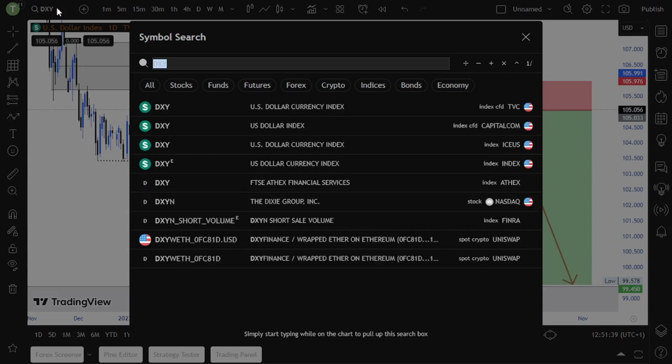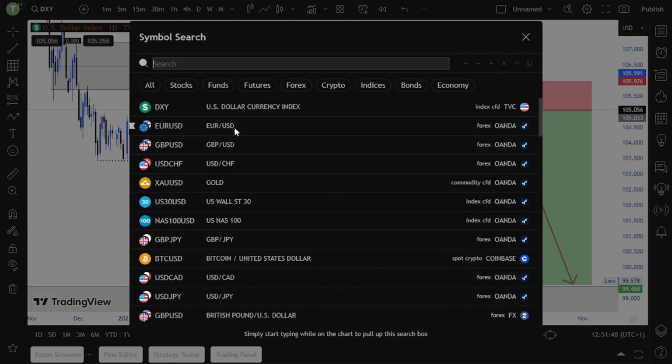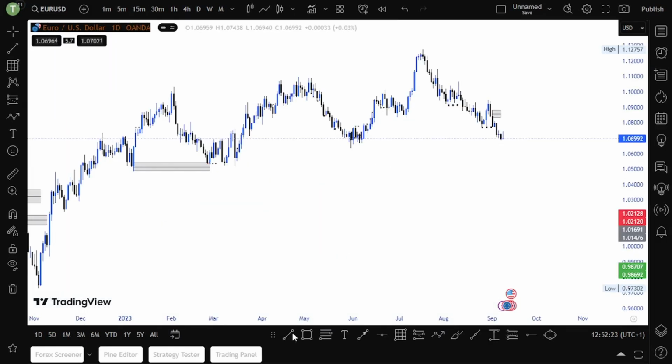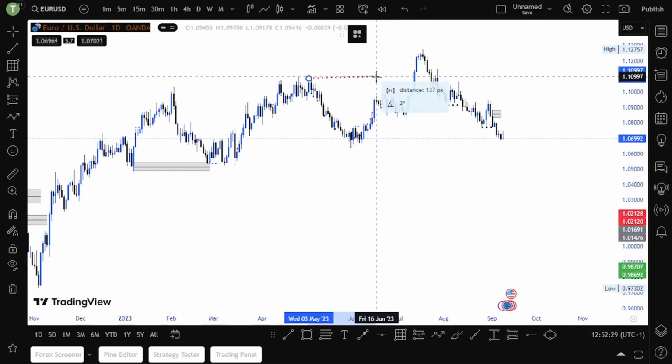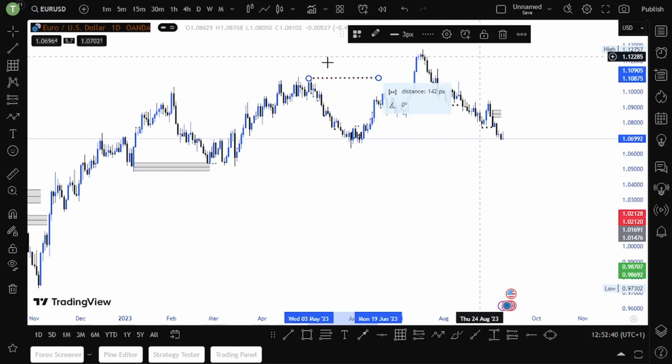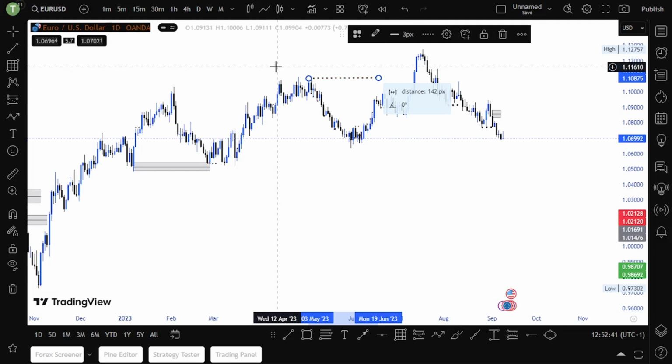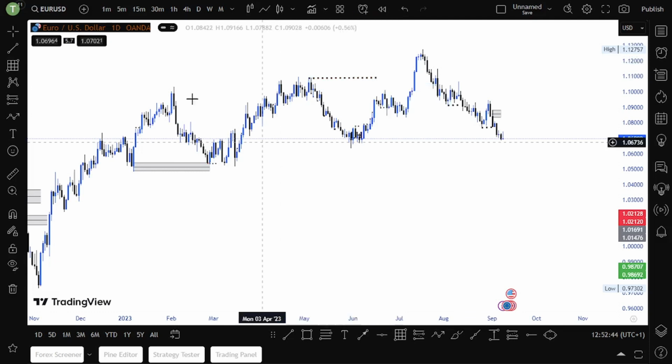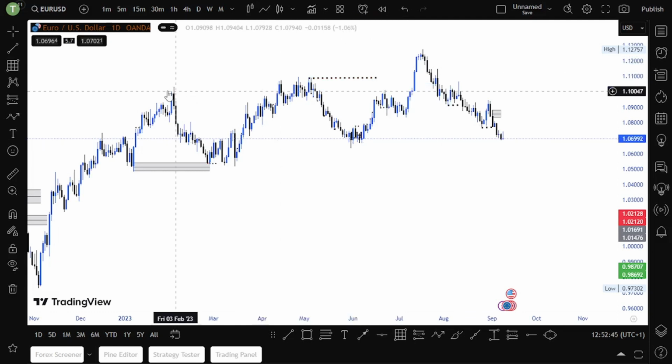Let's move on to Euro USD. Let's look at Euro USD, guys. Now, where is our recent break of structure? Our recent break of structure is here, guys. This is our recent break of structure to the upside, as you can see. Now, this is our lower high, lower low, lower high. This is our higher high. We are actually in an uptrend, guys. Sorry, guys. We are in an uptrend.